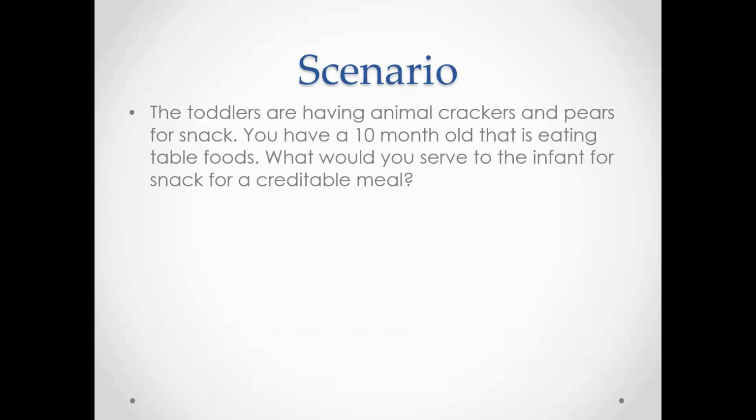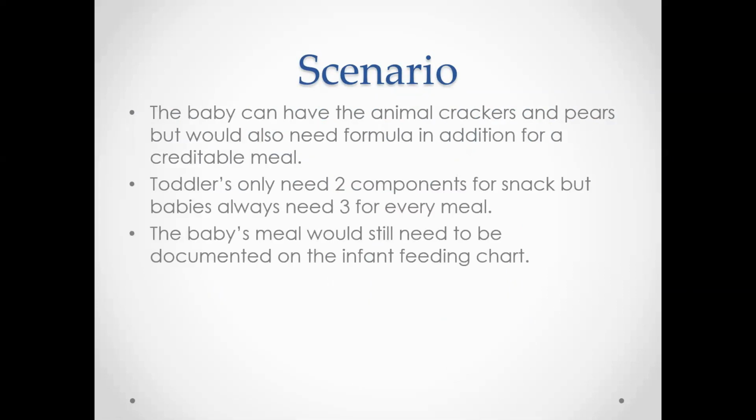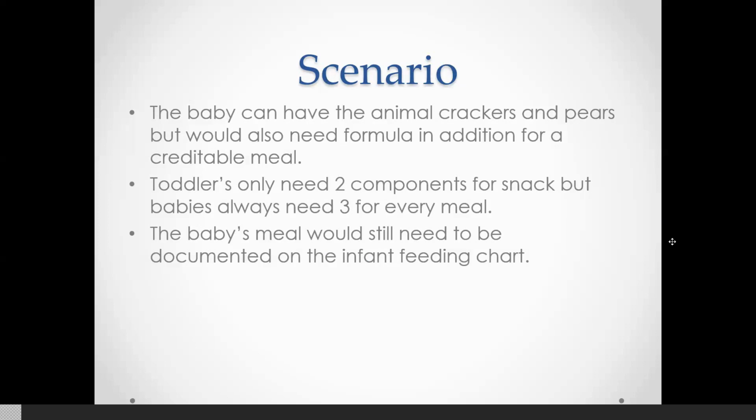And this gets a little tricky because we do have a lot of babies that go on table food, and a lot of teachers will think that all of a sudden the infant meal pattern does not apply to them and that they can follow fully the toddler meal pattern. So the baby can have the animal crackers and the pears, but they would also need formula in addition for a creditable meal. Toddlers only need 2 components for a snack, but babies always need 3 components for every meal. So the baby's meal would still need to be documented on the infant feeding chart.